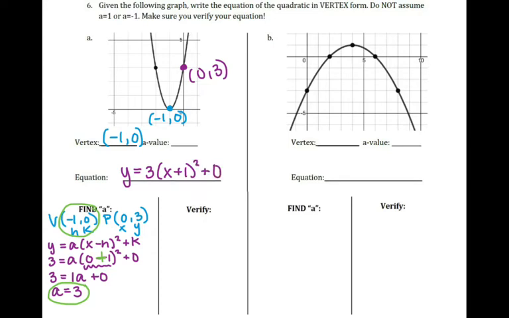Now that 0, that plus 0 is totally optional. You do not need to write it. But some people like to see all the values, so you can go ahead and put that 0 there. I did solve for a. a was 3, so I'm going to go ahead and put that there.